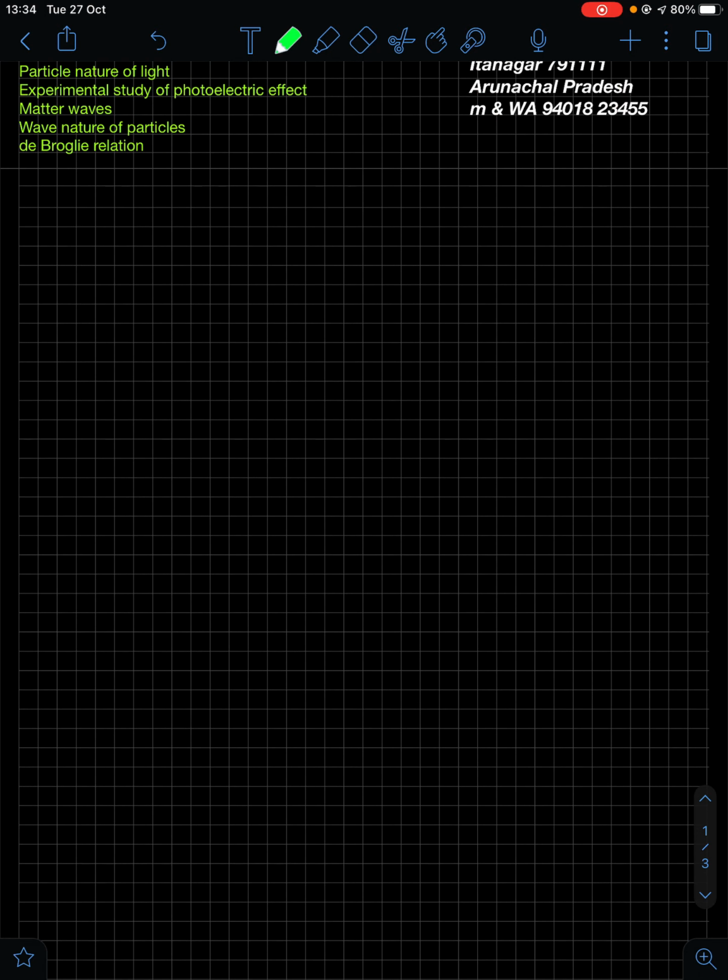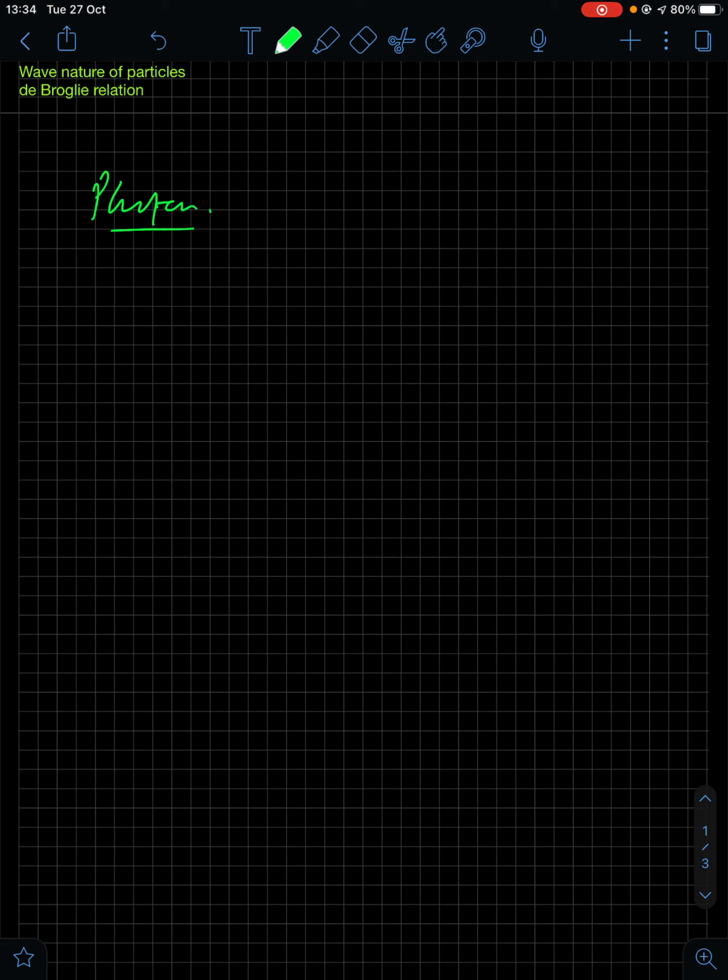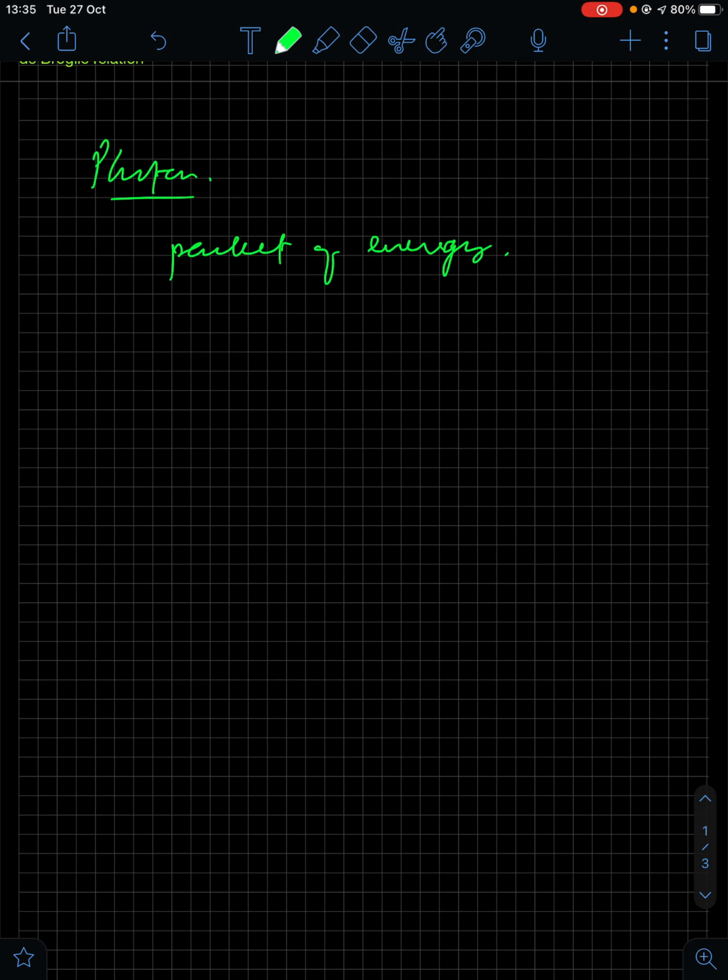So firstly we'll understand what is a photon. Now you understand energy, right? So a packet or bundle of energy is called photon. A packet of energy, basically light energy you should say, a packet of light energy is called photon, okay.